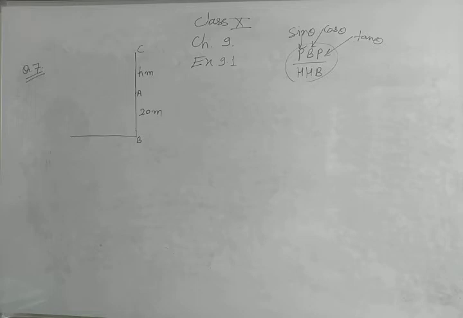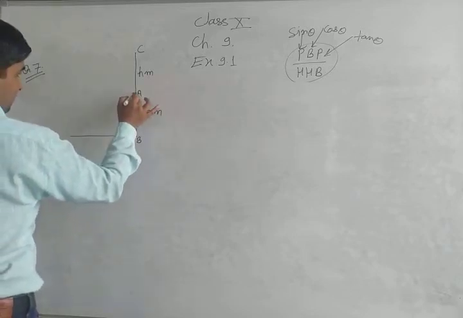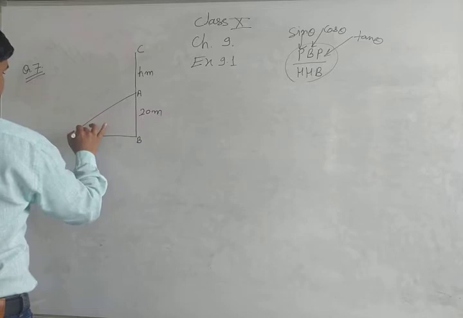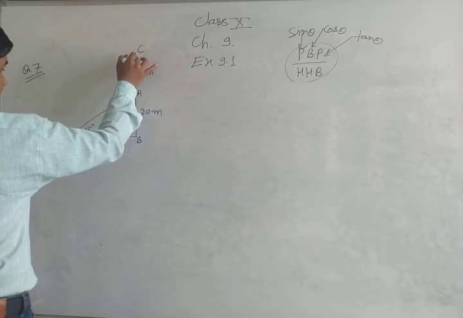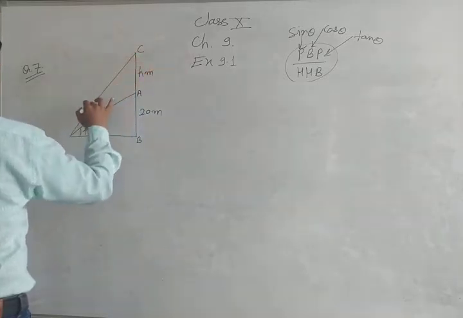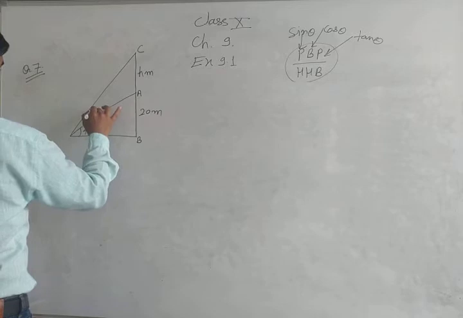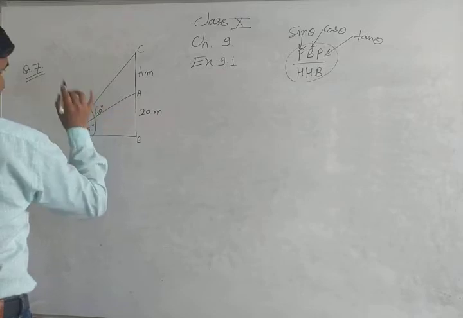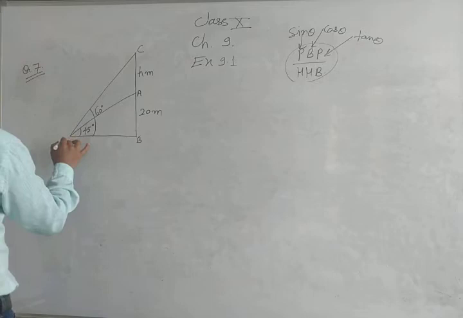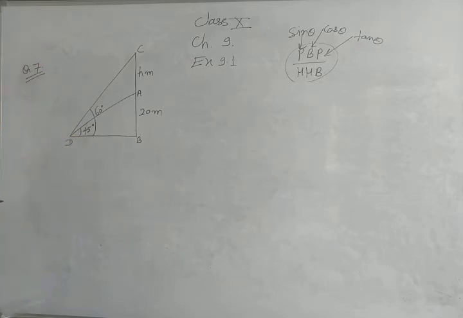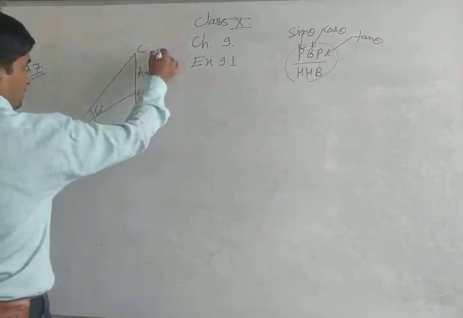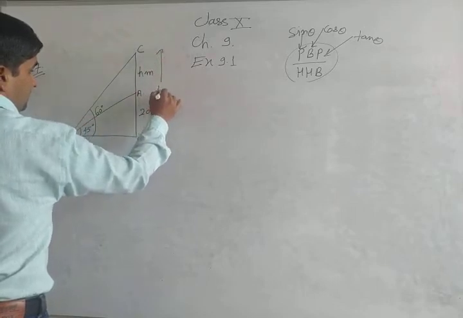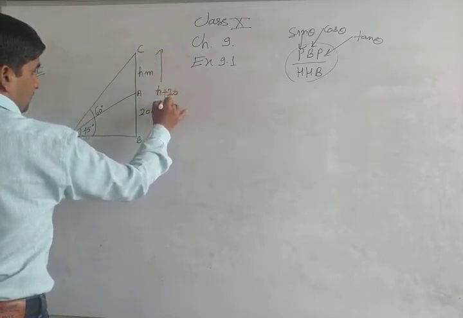The angles are 45 degree and 60 degree. Clear? The bottom is making angle 45 degree and the top is making angle 60 degree. Clear on the figure? And we write D. And the total distance of this is h plus 20.